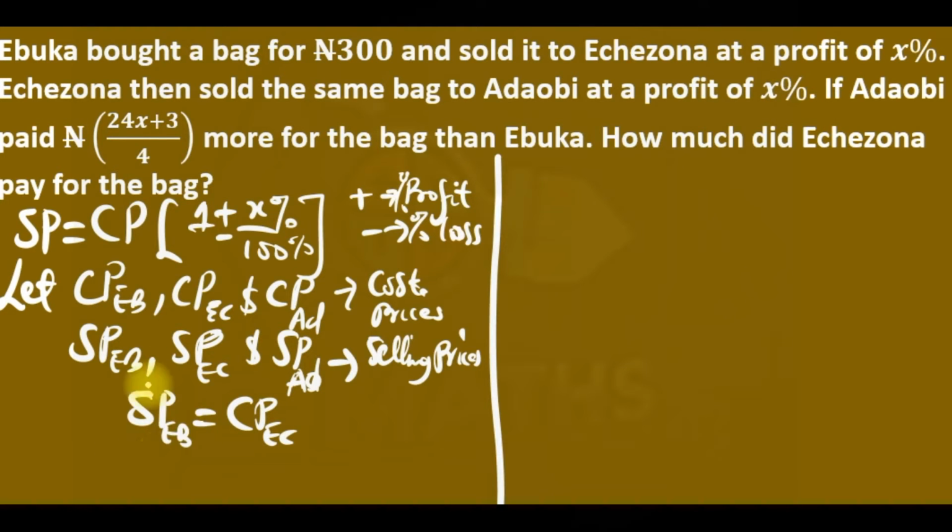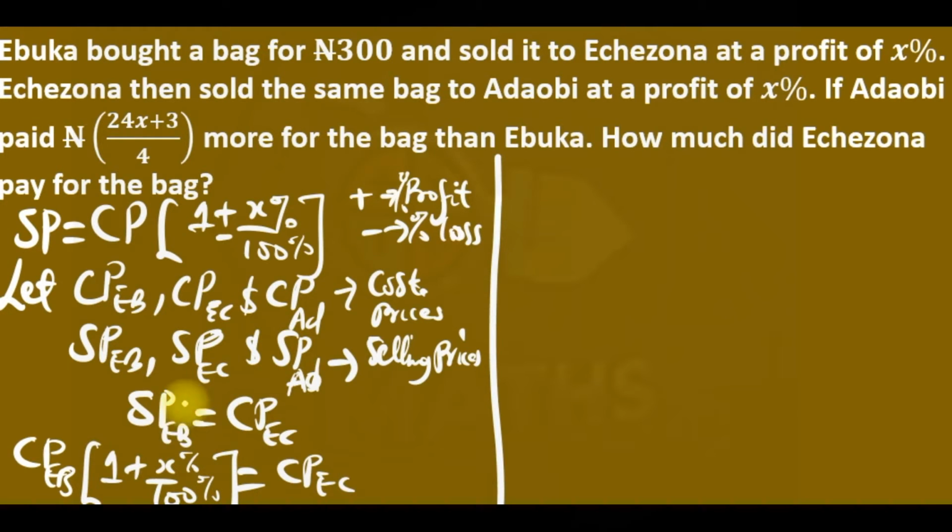And we can now write this in terms of cost price. So it's the cost price of Ebuka times (1 plus x%) over 100, that's at a profit of x%, which is equal to CP of Echezona. We write selling price in terms of cost price using this formula, the relationship connecting selling price, cost price, and percentage profit or loss. If it's profit, plus; if it's loss, minus. So that's our equation 1.